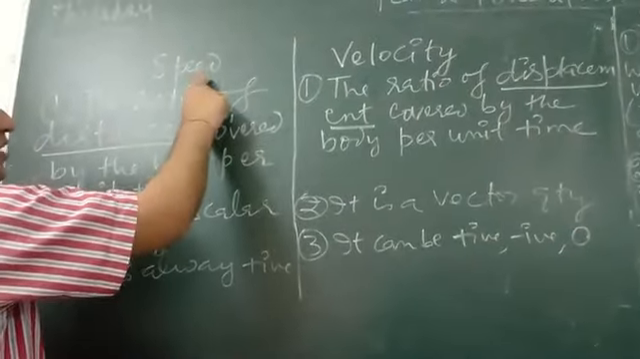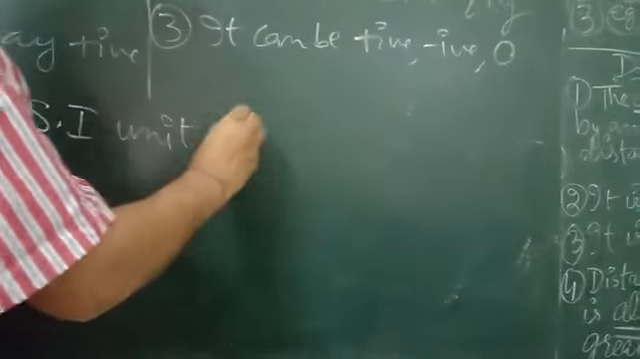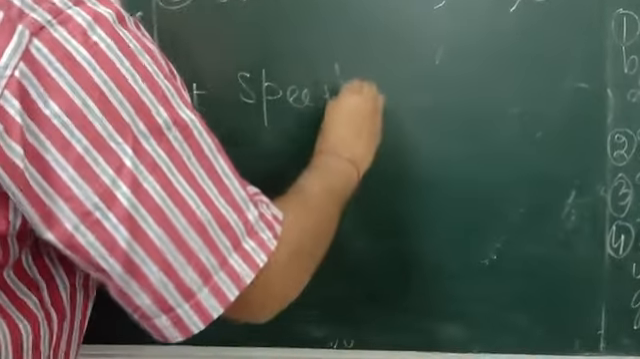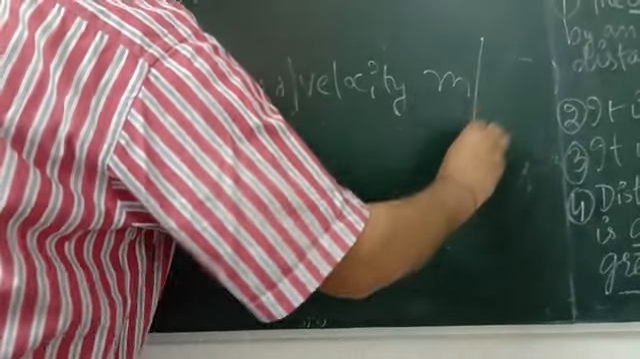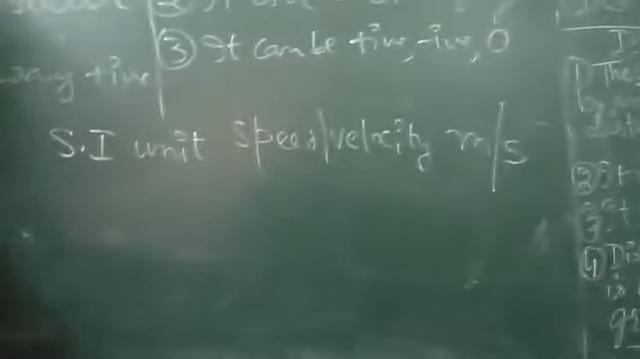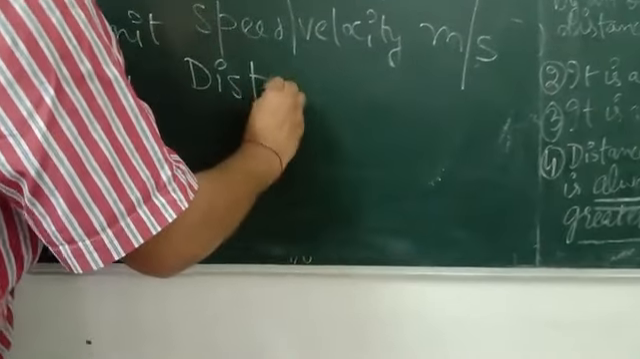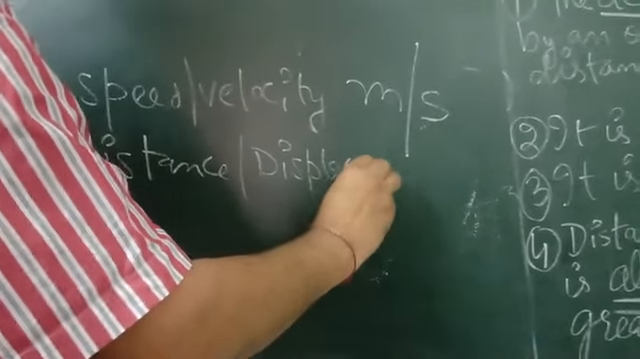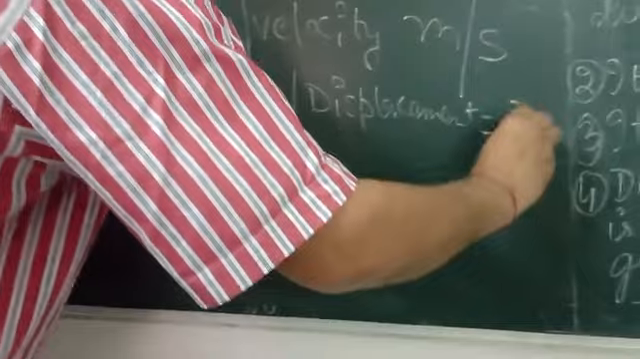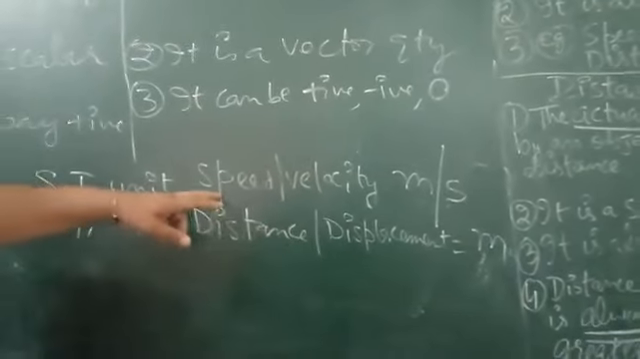Now you need to remember this as far as the SI unit of speed or velocity, they are the same, that is meter per second. Similarly, the SI unit of distance and displacement is meter. So this you can use as a similarity between them. This is a difference we have written.